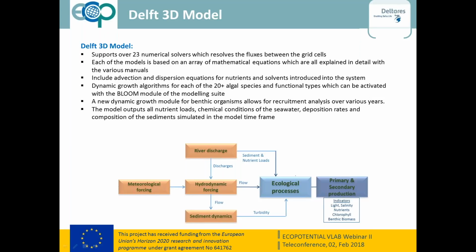And the meteorological forcing is also carried through the hydrodynamic and needs to be coupled onto there. So as far as inputs, there's a fairly high demand for the model. And then what you get out of this is primary, secondary production, as well as all the indicators such as the light attenuation coefficient, salinity, nutrient concentrations, chlorophyll concentrations, benthic biomass, and the list goes on.